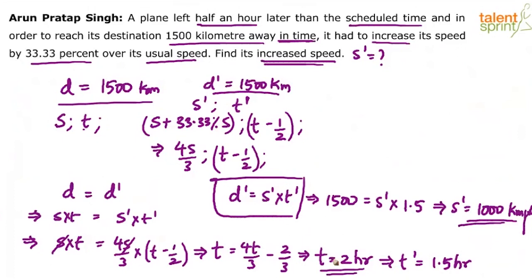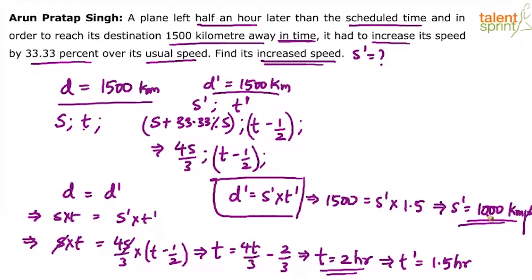Or maybe you find the original speed. Even that will help us. Original time is 2 hours, right? To cover 1500 kilometers in 2 hours, what will be the speed? 1500 by 2 is 750. The original speed is 750. What's the increased speed? 750 plus 33.33% of 750. That way also we will get the same 1000 kilometers per hour.